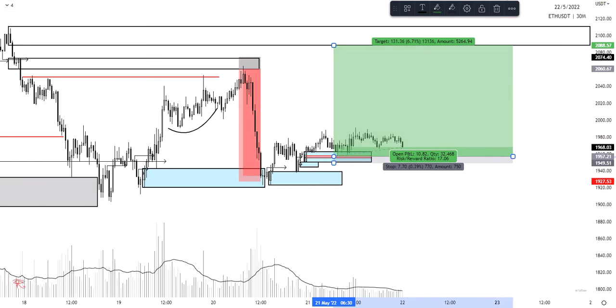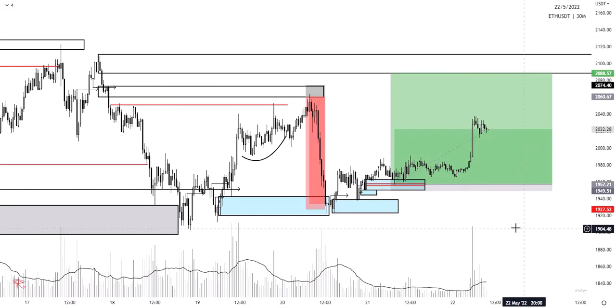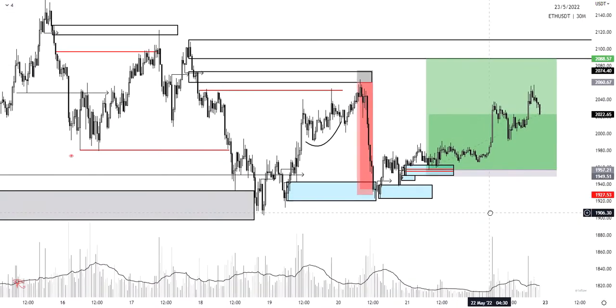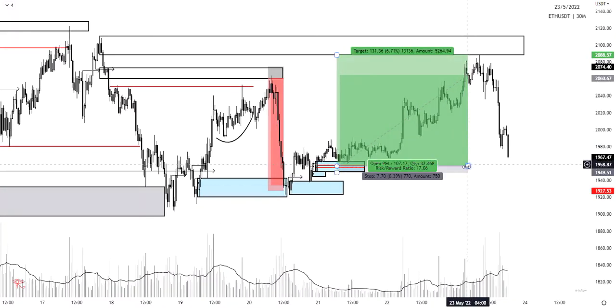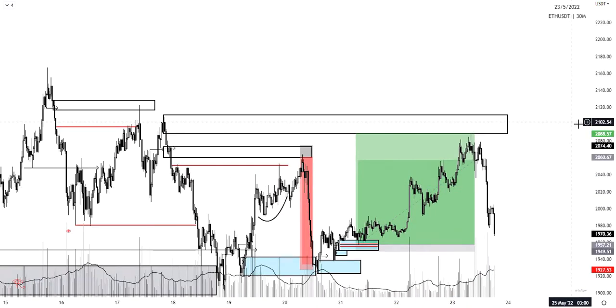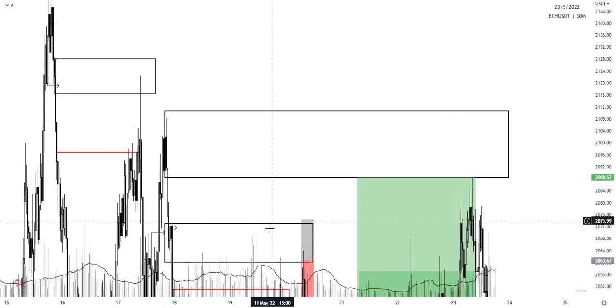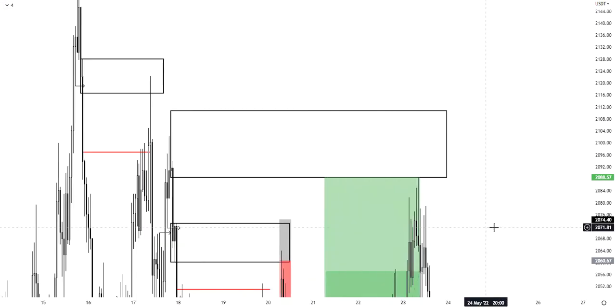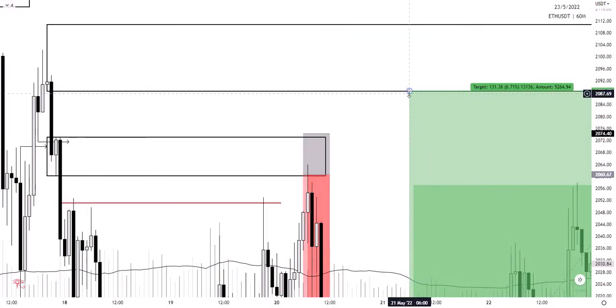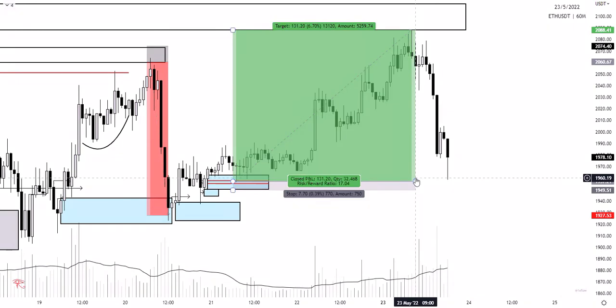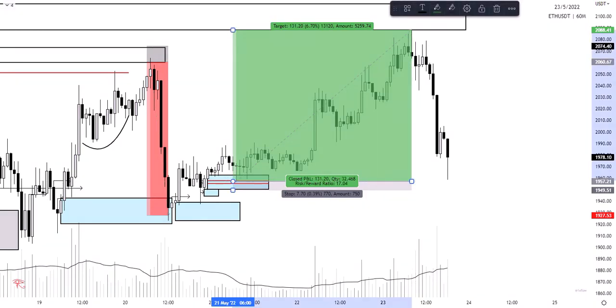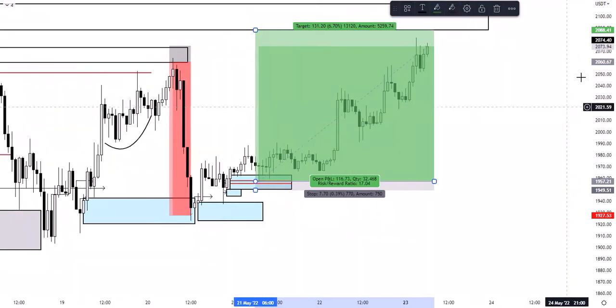So now let's allow this to play out. We have our supply zone, right? Our unmitigated supply at the top of the range. So the hourly. Let's bring it right to that candle. Let's go to right here.